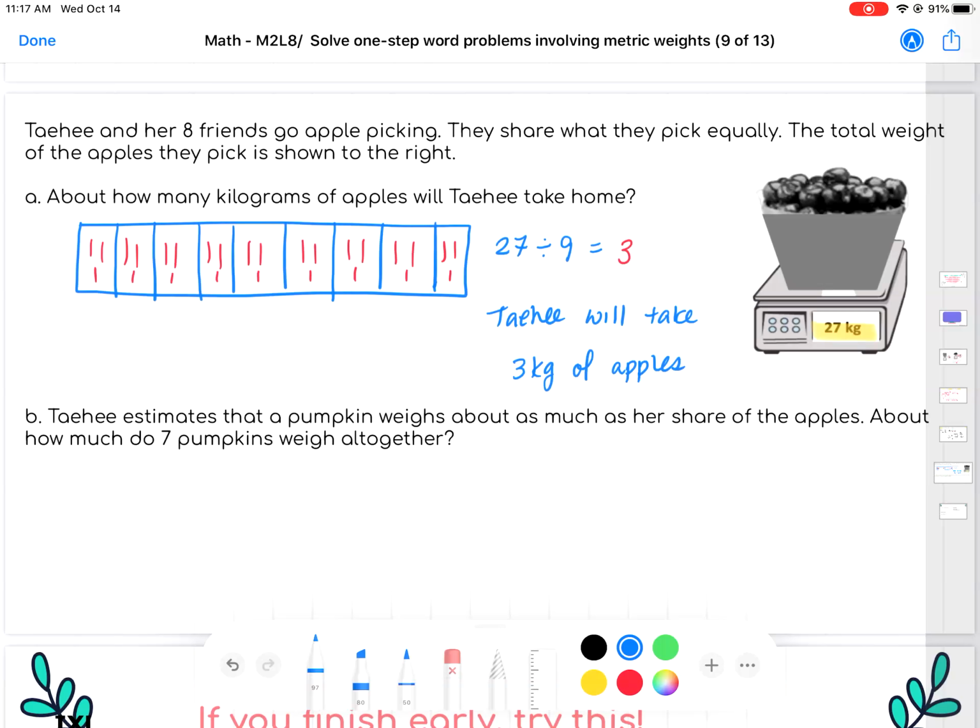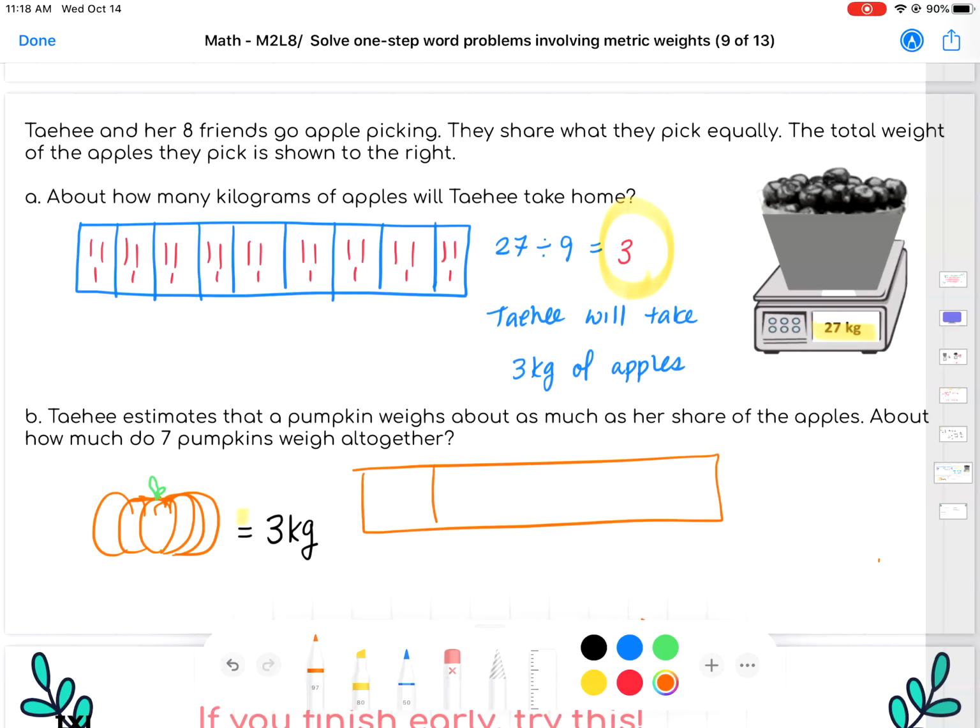Next one. Tae-hee estimates that a pumpkin weighs about as much as her share of the apples. About how much do 7 pumpkins weigh altogether? So now it's asking that one pumpkin, there is one pumpkin. And this one pumpkin is the same as how much she got from her apple. So one pumpkin is the same as 3 kilograms. And there are 7 of them.